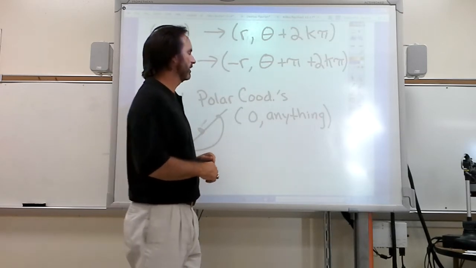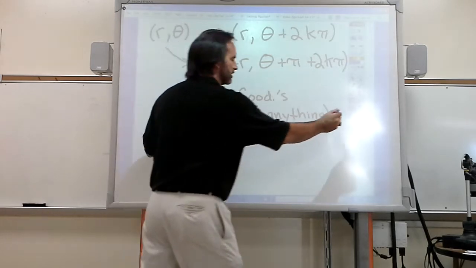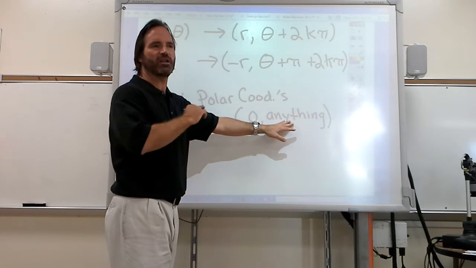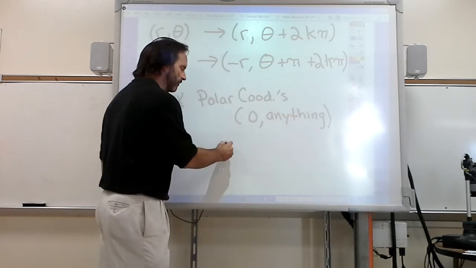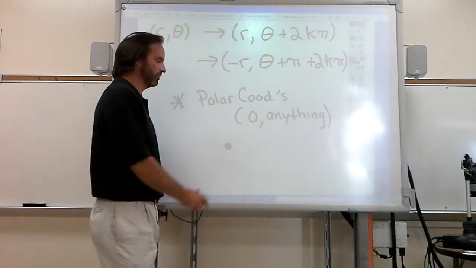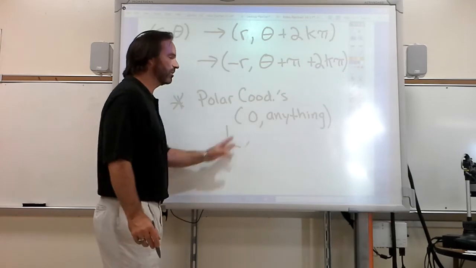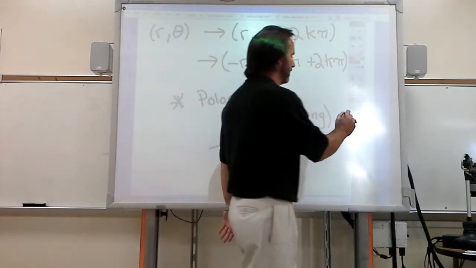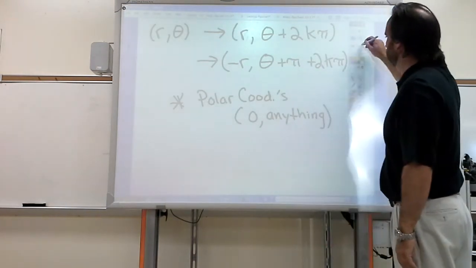Anytime your polar coordinates have an r of 0, I don't care what theta is. You can have any theta you want. It's still not moving from the pole. It's the origin. So 0 and theta can be anything. It's the same point. I think you saw that on your worksheet.